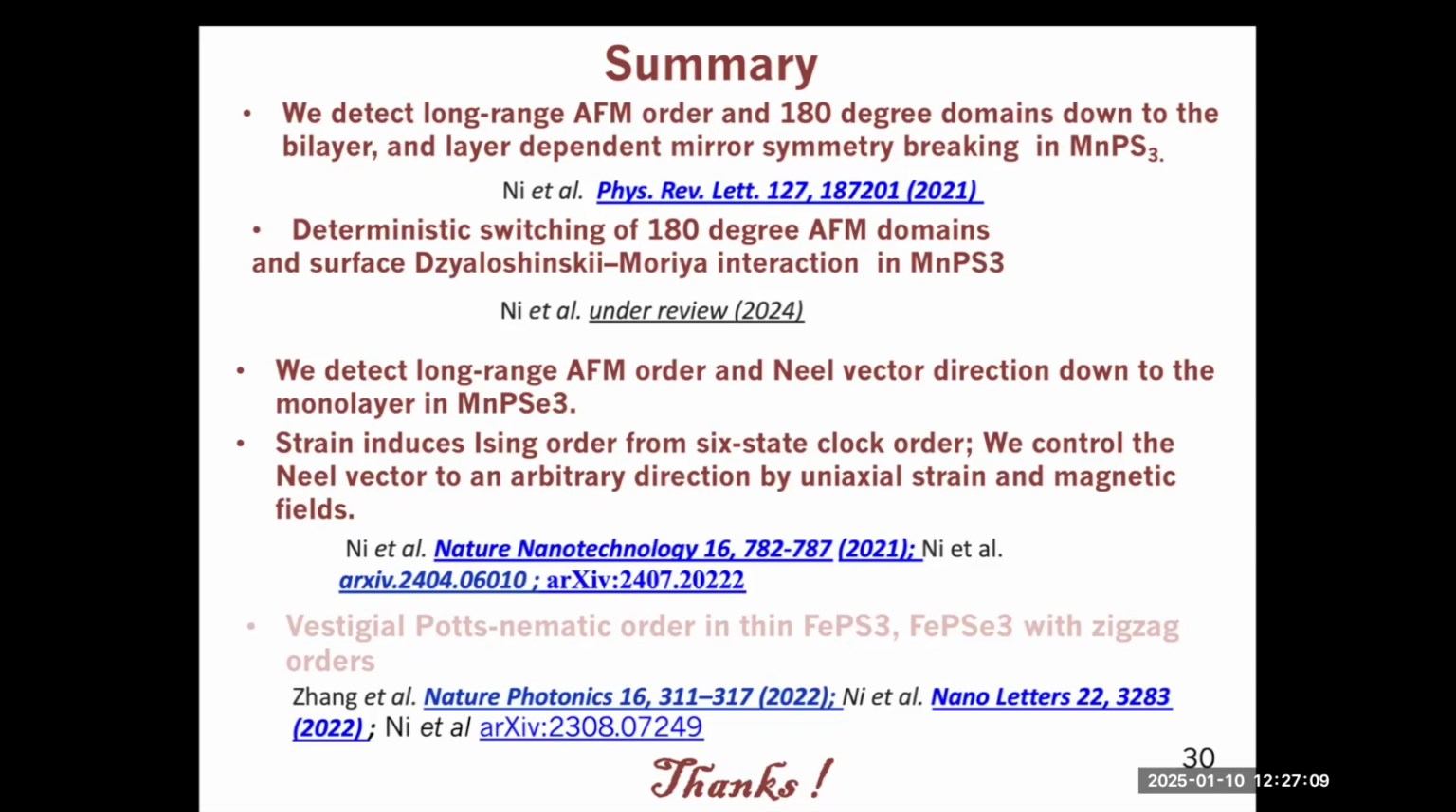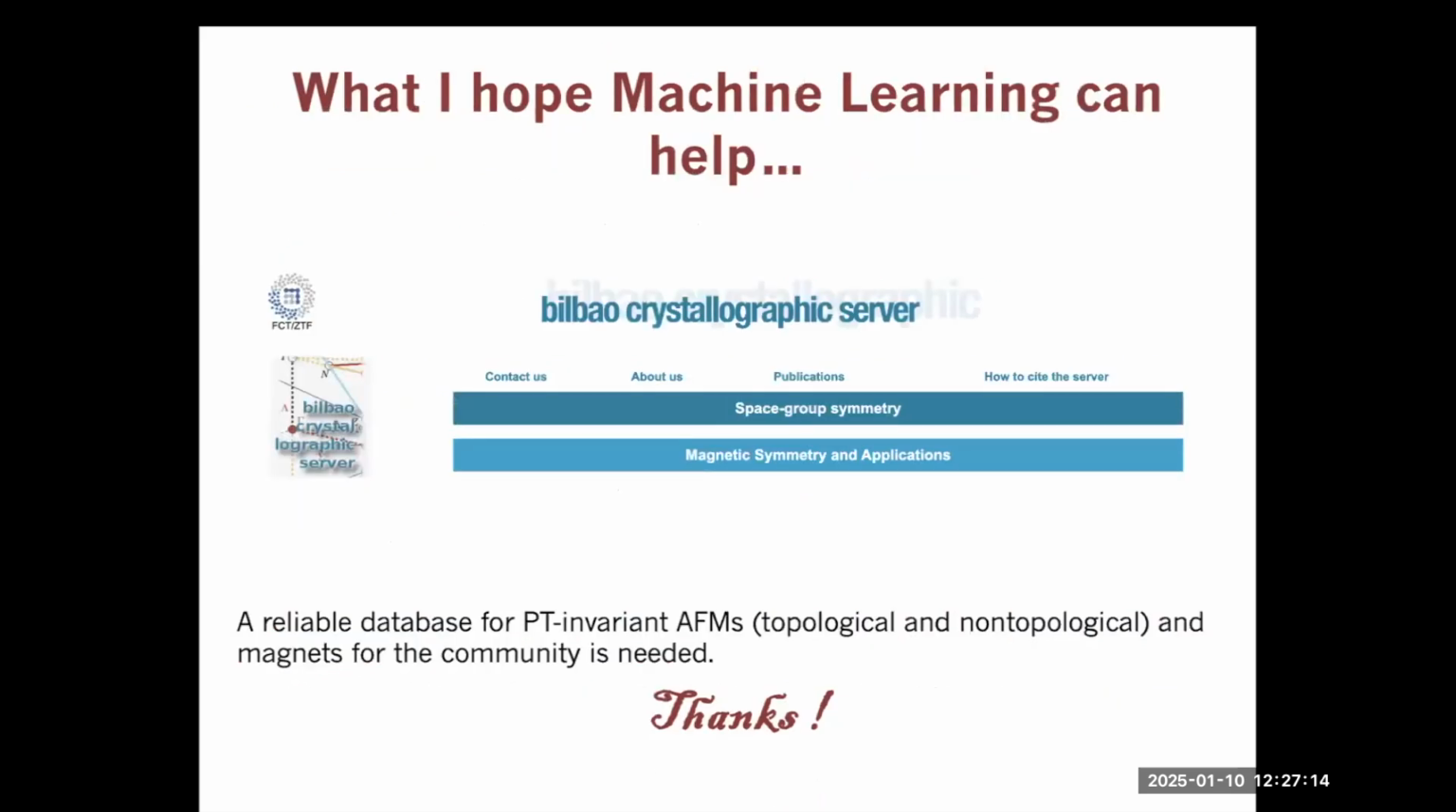As I promised in the beginning, I will say something about machine learning. That's the last slide. I'm very interested in PT-invariant antiferromagnets, not just imaging the domain, because we can study quantum geometry, for example. In the early days, I asked one of the leaders of the Bilbao data server, I won't name the name, to send me a list of PT-invariant topological antiferromagnets, and I got a list of 30.